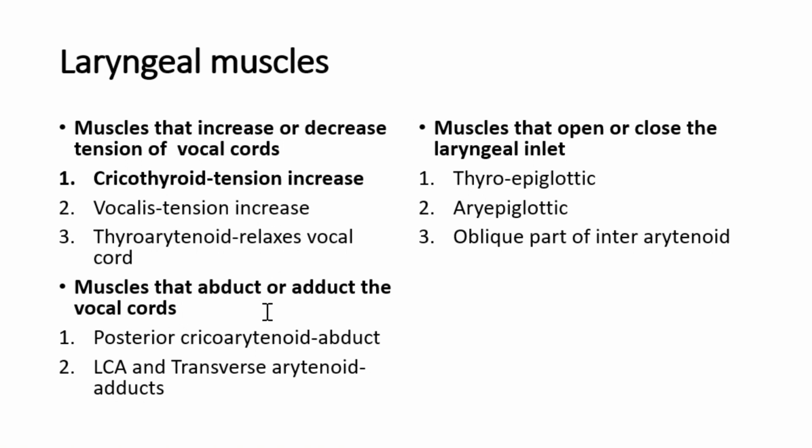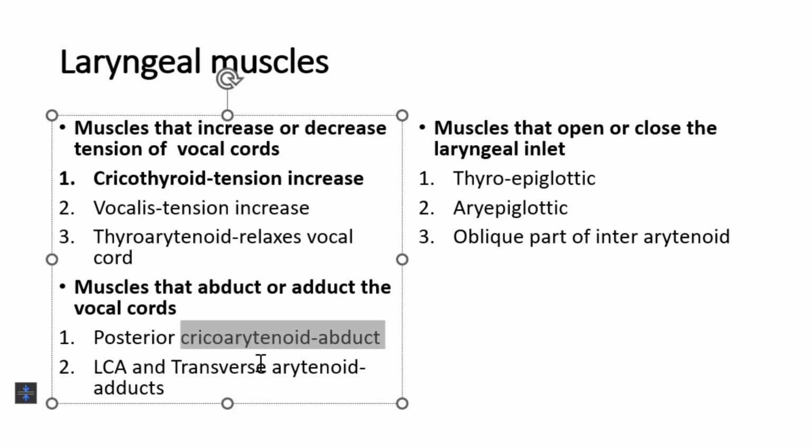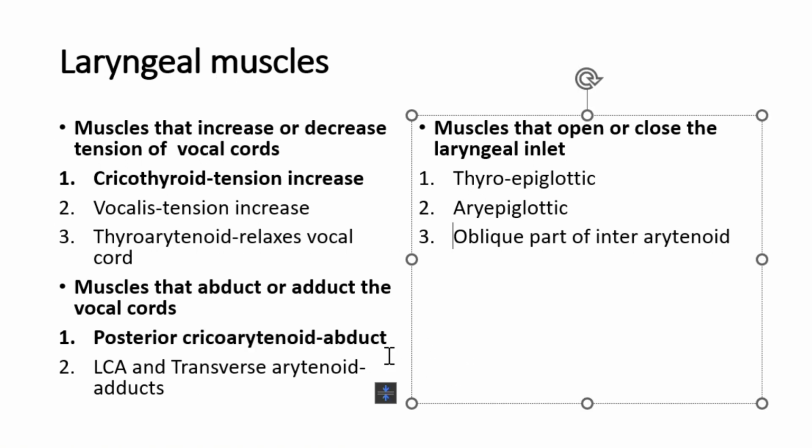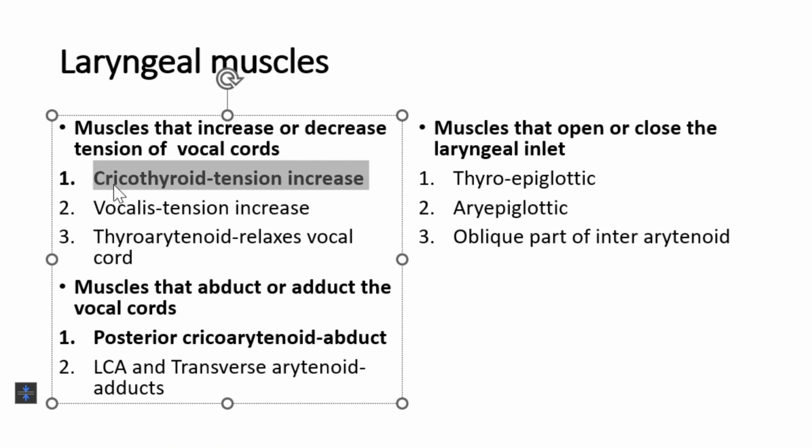Now the muscles that are abductors or adductors of the vocal cord. The only abductor is the posterior cricoarytenoid, and the adductors you will see are the lateral cricoarytenoid and the transverse arytenoid. These are adductors. So this is very important. Posterior cricoarytenoid is very important because it is life-saving. It is the safety muscle. And similarly here, this is the tuning fork.